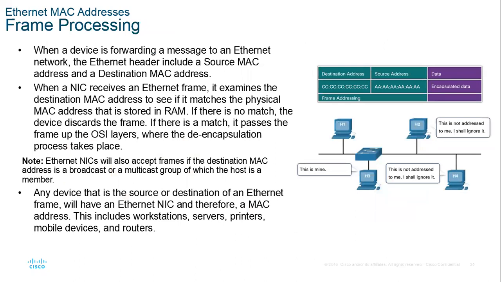So when a device is forwarding a message to an Ethernet network, the Ethernet header includes a source MAC address. Like I said earlier on, devices will not be able to communicate on your network if they don't know where a message is coming from and where it's headed to. So that's why your CAM table is going to have all of these MAC addresses of whoever their sender is.